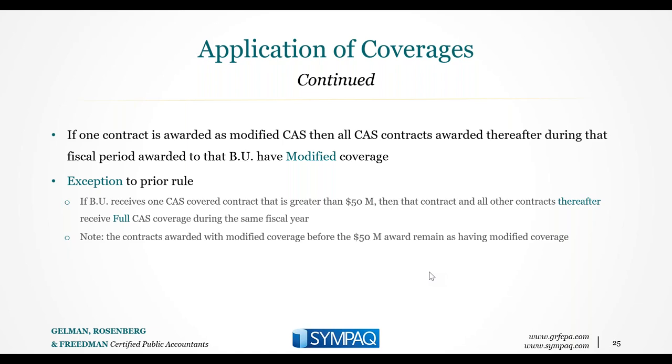It's three-dimensional. And so sometimes we have a hard time defining and explaining to you exactly how this works. So obviously the exception to this is, again, if you get more than 50 million, then it's full CAS coverage, or you have one single contract that's over 50 million in all its potential value, or in the previous year. So there's a lot of things that can happen. You guys want to chime in?